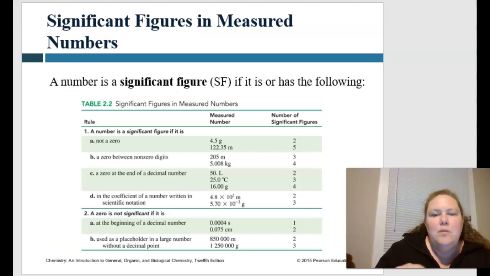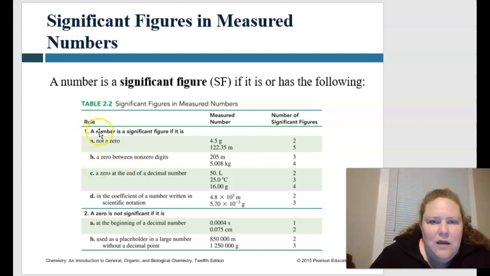So a number is a significant figure if it is or has the following. And so you can see that a number is a significant figure if it is not a zero, if it is a zero between non-zero digits, so 205, that zero counts. If it's a zero at the end of a decimal, 50.0, 25.0, that counts. If it is the coefficient of a number written in scientific notation, for instance, 5.70 times 10 to the negative 3. Remember, we'd have to move the decimal point 3 times to the left, okay?